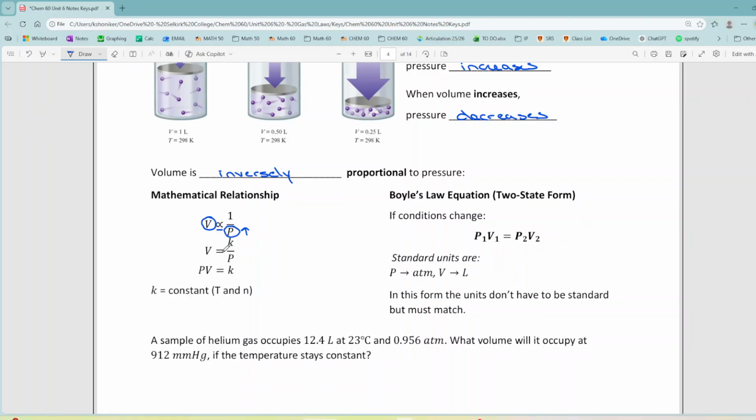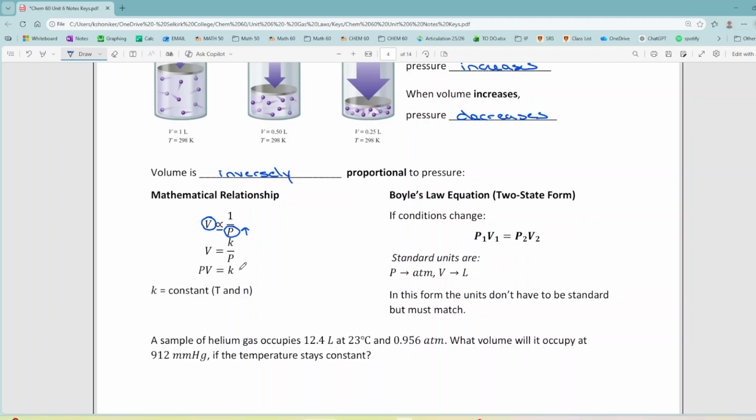So what we do instead is we replace it with an equal sign, and then we say that volume is, and then we put in this K, which is a constant. For this example, it's going to be a constant value when temperature and number of moles is constant. And we can say that volume equals K over P. So it's not that it's 1 divided by P, but there'll be some constant value K that you'll be able to divide by P to solve for volume.